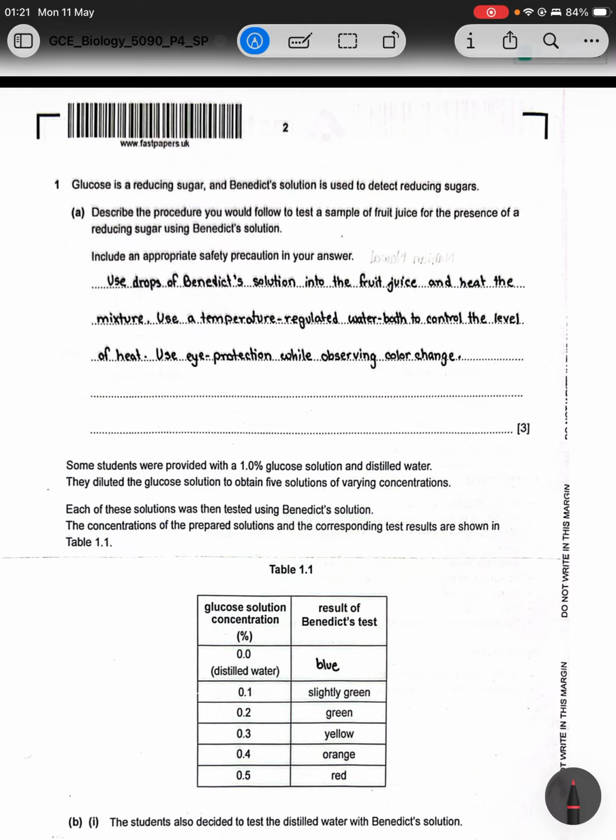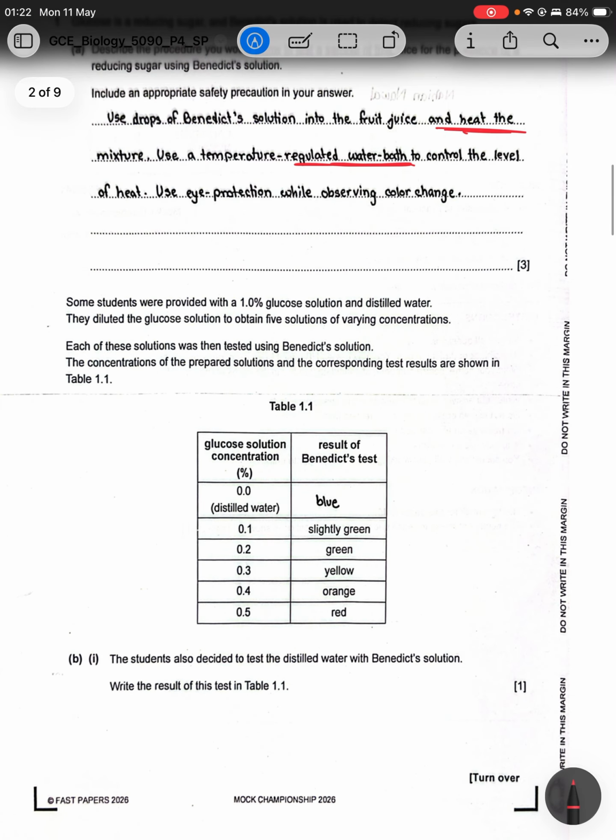So for mentioning heat, you get 1 mark, and use a temperature regulated water bath. There is another mark here to control the level of heat, and use eye protection while observing color change. So there can be a lot of vapor, and just to get an eye protection for this is necessary.